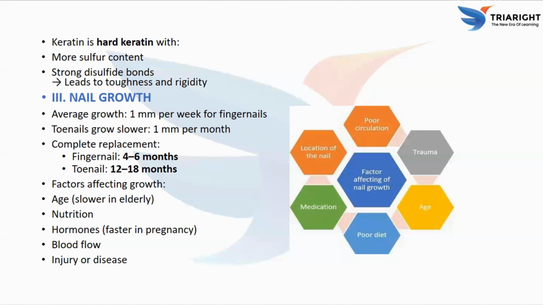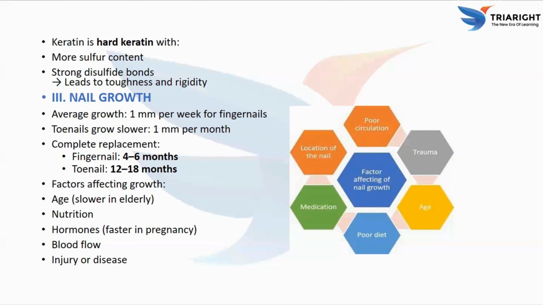So next is nail growth. Nails grow continuously throughout our life. They grow regularly, but at different rates. So what is the average growth rate? For fingernails, it is less than 1 millimeter per week, whereas for toenails, it is less than or equal to 1 millimeter per month. Therefore, fingernails grow 4 times faster than toenails.